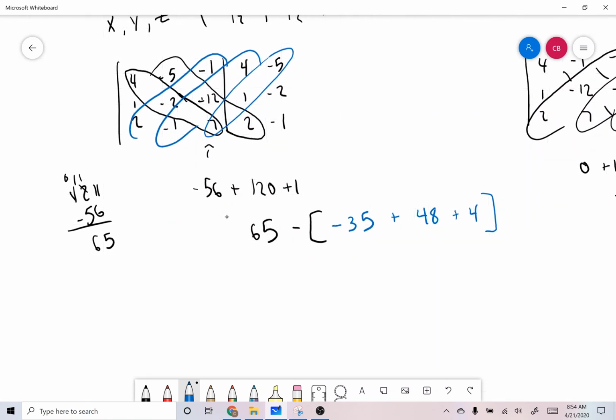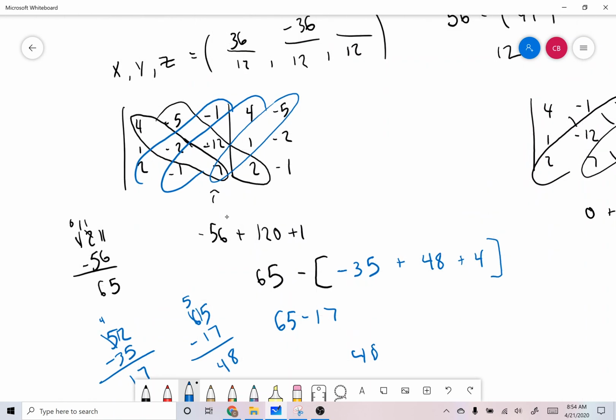And so this is 52 minus 35, which is 17. 65 minus 17. I think it's 48, right? This is going to be 8. Yeah. 5. Oops. Yeah, so this is 48. And so we get 48 up here.